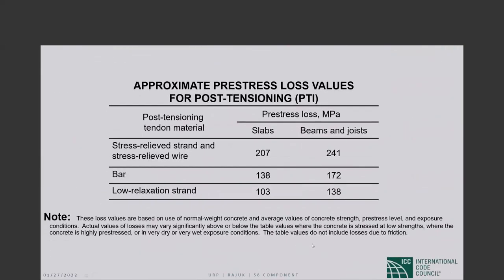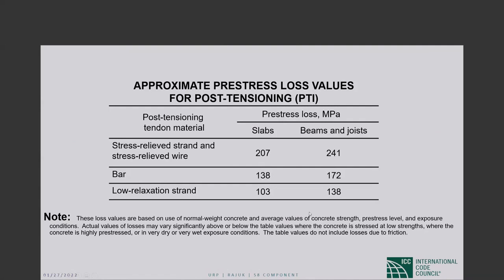So here are some tables I gathered for you. If you don't want to go through the trouble of finding the detailed losses, this is from Post Tensioning Institute. PTI, Post Tensioning Institute, is a very well known organization in the US. They published this in their post tensioning manual. So depending on what kind of steel you have, do you have bar, do you have low relaxation strands, or do you have stress relief strands? If you have a slab, these are the values to use. If you have beams and joists, these are the values to use in megapascal.